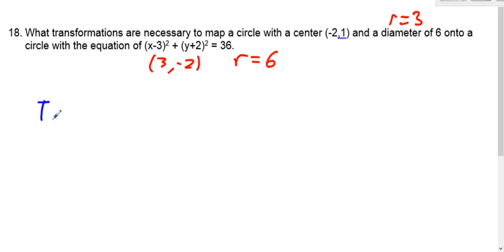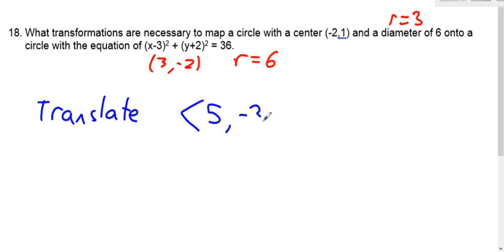So you're going to translate with the vector. You have to go from -2 to +3, so to do that you add 5, so +5. And then for your y coordinate, you're going from 1 to -2. To get from 1 to -2, you subtract 3. So there's your translation vector.